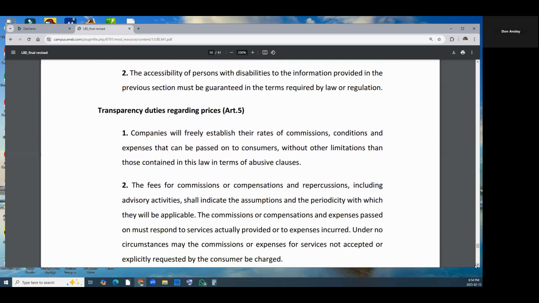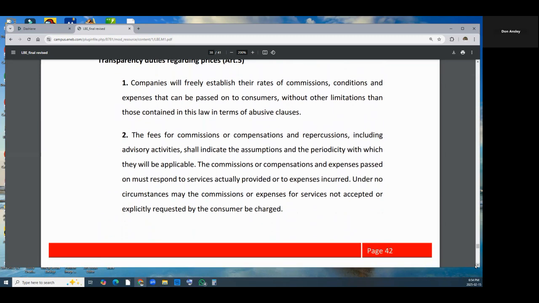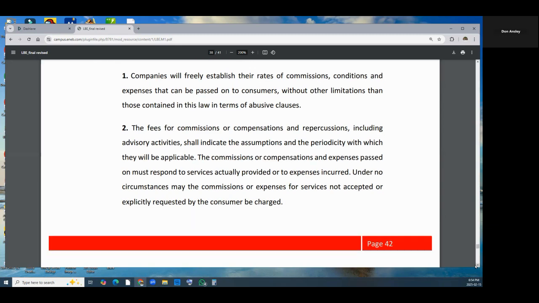We also have a transparency duty regarding prices. The companies will freely establish their rates of commission, conditions, and expenses, which can be passed on to the consumer without other limitations than those contained in this law in terms of abusive clauses. The fees for commissions and compensations and repercussions, including advisory activities, shall indicate the assumptions and the periodicity with which they are applicable. The commission or compensations and expenses passed on must respond to services actually provided or expenses incurred. Under no circumstances may the commission or expenses for services not accepted or explicitly requested by the consumer be charged.